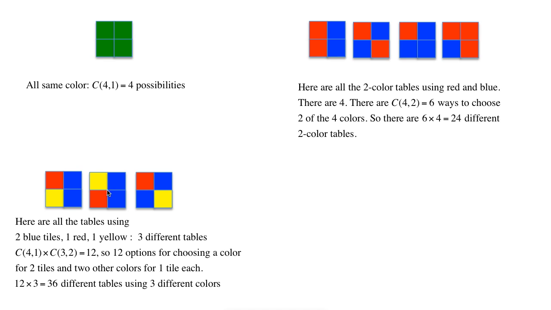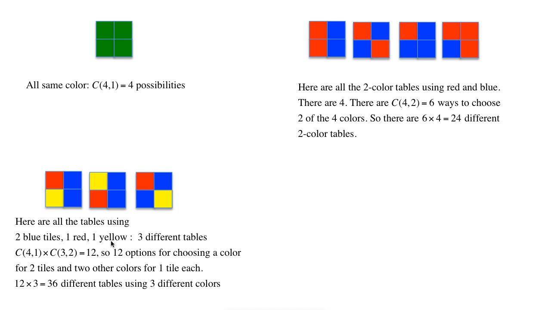This table is obviously different from the other 2 because the blue tiles are diagonally opposite each other. Why are these 2 tables different tables? Well, if you're sitting opposite the blue squares on this table, your left hand is on red and your right hand is on yellow. If you're sitting opposite the 2 blue tiles at this table, your left hand is on yellow and your right hand is on red. So these tables are different. You can't rotate one and get the other. These are the only 3 tables you can make using 2 blue tiles, 1 red and 1 yellow.